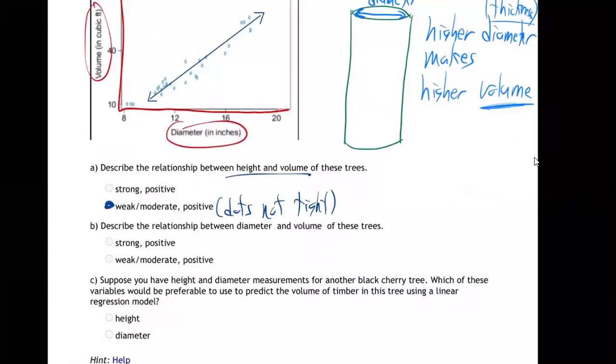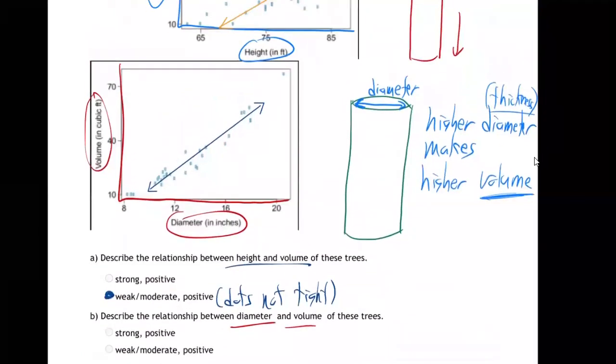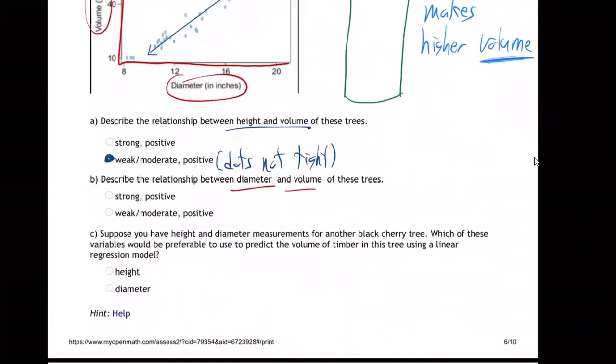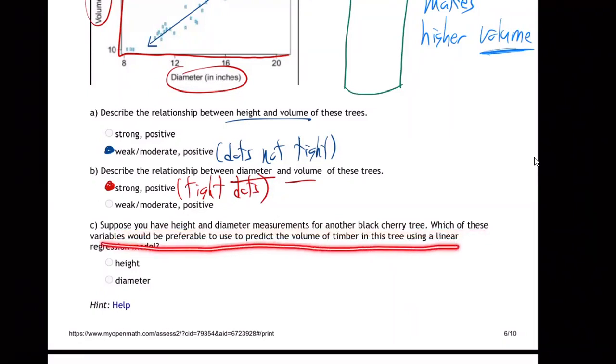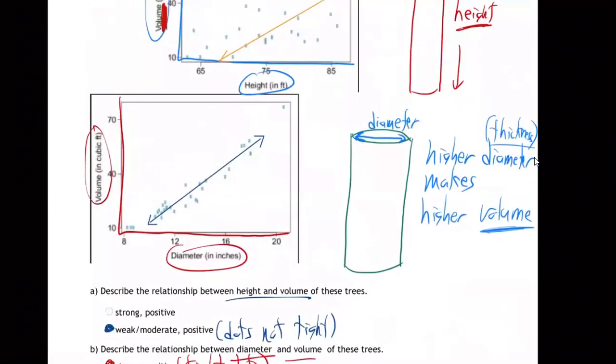Whereas down here, they're asking us diameter and volume, which is this graph right here. And the dots are very tight. So that's going to be strong positive. Tight dots, very strong relationship. And then the final question, suppose you have height and diameter measurements for another black cherry tree. Which of these variables would be preferable to use to predict the volume of timber in this tree using a linear regression model?